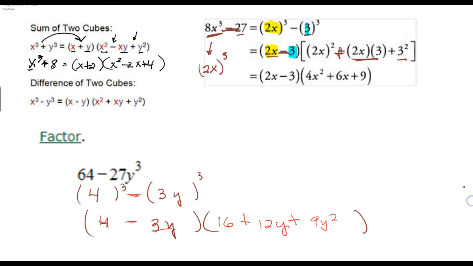So this ends the video of factoring the sum and difference of two cubes. You write down the bases, you square the first, you take the product, square the last. First you keep the sign, then you change the sign, and the last one's always plus.